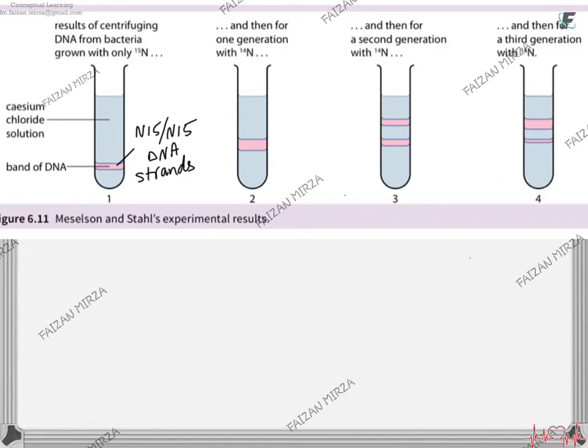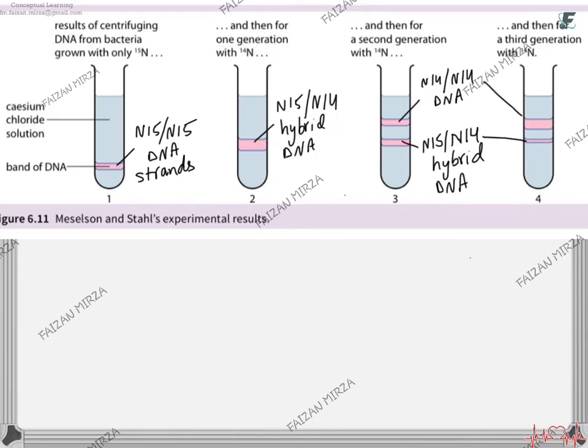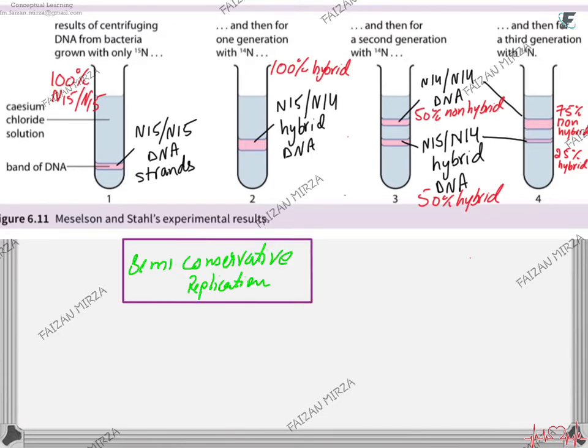This is the actual cesium chloride experiment of Meselson and Stahl. The bacterial DNA was separated using cesium chloride centrifugation. You can see that the band of DNA in the first generation was all nitrogen 15-15 DNA. They found a band a bit higher here, which is nitrogen 15-14, all hybrid DNA. Then there were 50% nitrogen 14-14 and 50% nitrogen 15-14 hybrid DNA, and then 75% 14-14 and 25% hybrid DNA. So this is how semi-conservative replication was actually shown by the experiment of Meselson and Stahl.